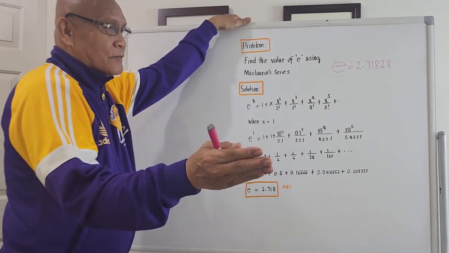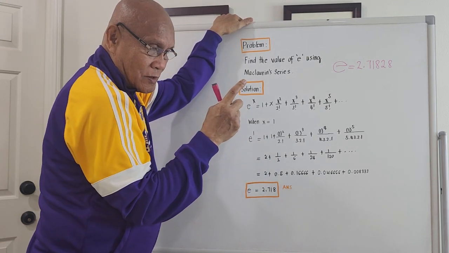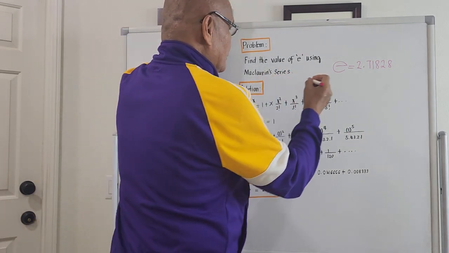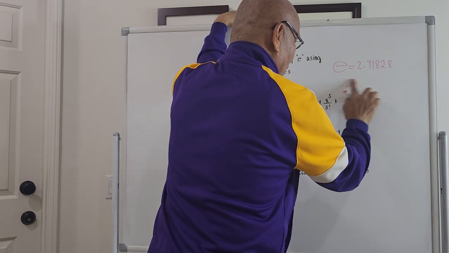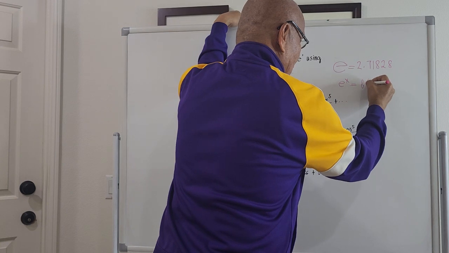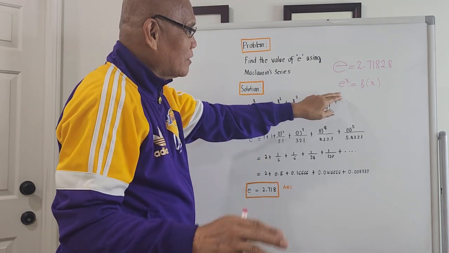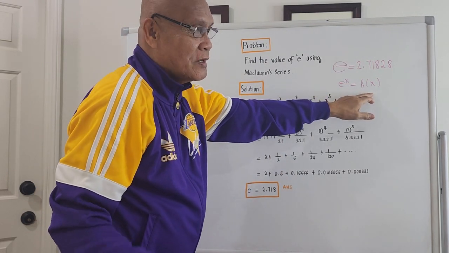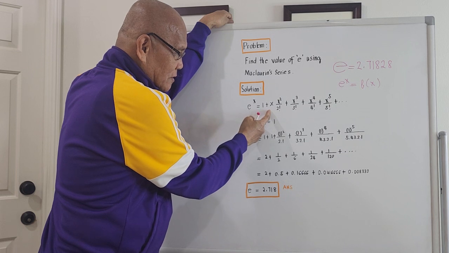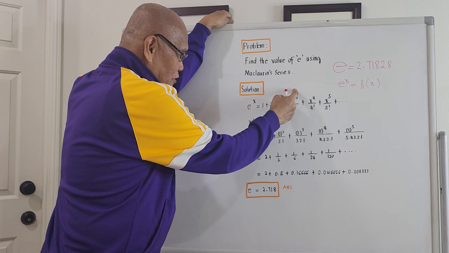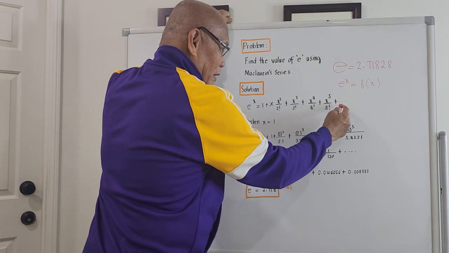Okay, let's proceed. From our previous discussions under the long video format, the equivalent of e to the x by using Maclaurin series expansion, that is e to the x as a function of x, was derived by using Maclaurin's. And from our previous discussions, e to the x is actually 1 plus x plus x squared over 2 factorial plus x cubed over 3 factorial plus x to the fourth over 4 factorial plus x to the fifth power over 5 factorial, and so on.